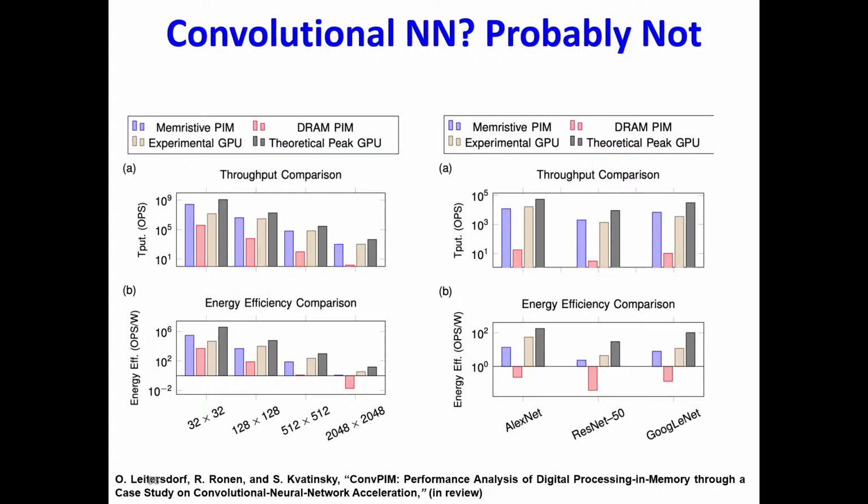But as the matrix becomes larger, the results become worse. This is a GPU in our experiment, and this is the theoretical result for a GPU, assuming that the bandwidth is infinite. And you can see that with the mMPU, it is lower than the GPU in experiments, and with DRAM, it's much worse for large matrices.